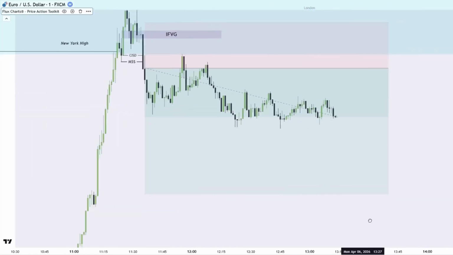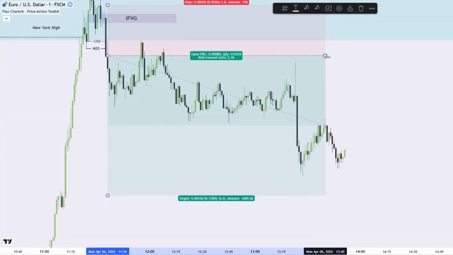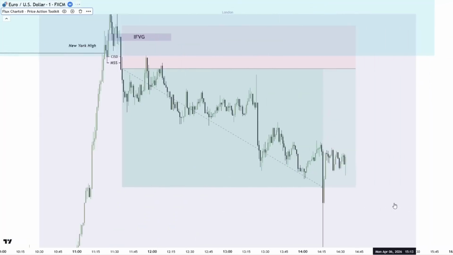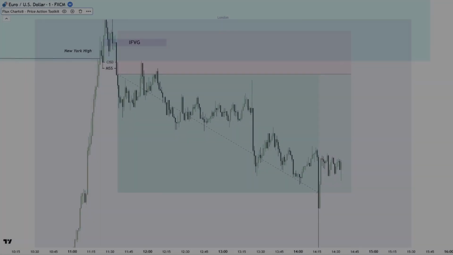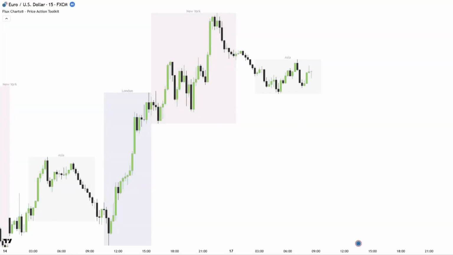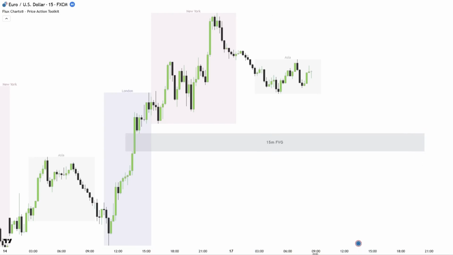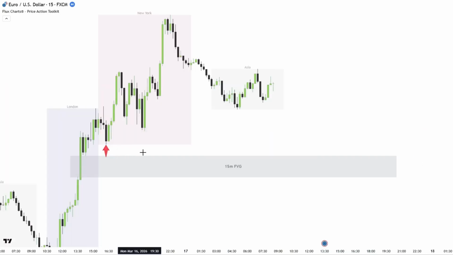As you can see, after a short drawdown, price pushes lower and eventually hits the take profit cleanly. Now let's move on to the next real chart example. Here once again, we have the Euro-Dollar 15-minute chart on the screen. As you can see, we have an unmitigated 15-minute bullish fair value gap formed during the London session, sitting just below the New York low. So the next step is to wait for the price to sweep the New York low, tap into that fair value gap, and then immediately show rejection.